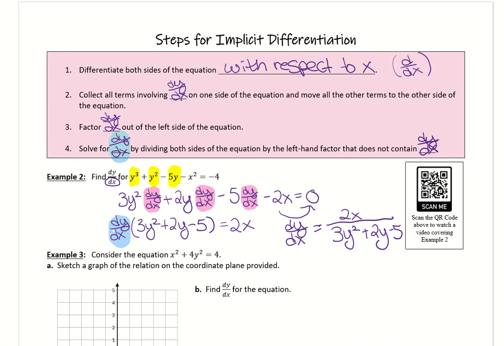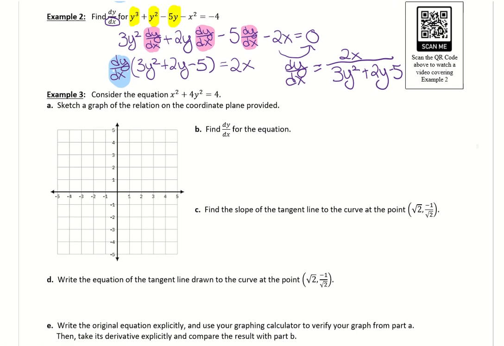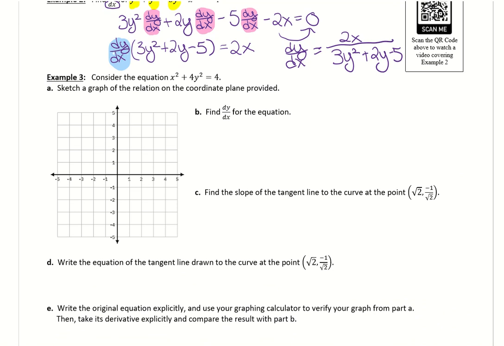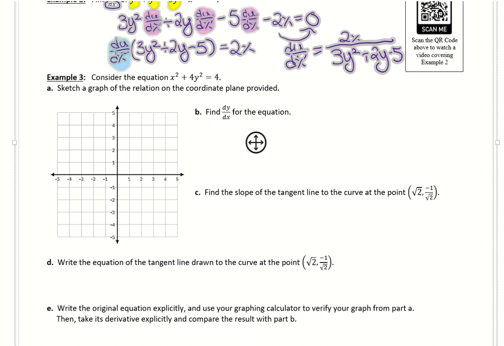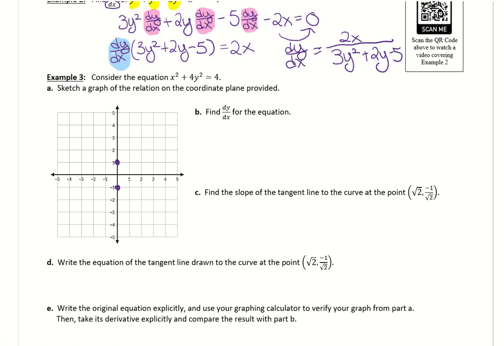Let's try another one. Let's consider this equation x squared plus 4y squared equals 4. So we're going to sketch a graph of this relation here. If you want to use your calculator to do that, I don't blame you. We're going to get an elliptical shape like this. It should be a little more curved than that. I did my best.